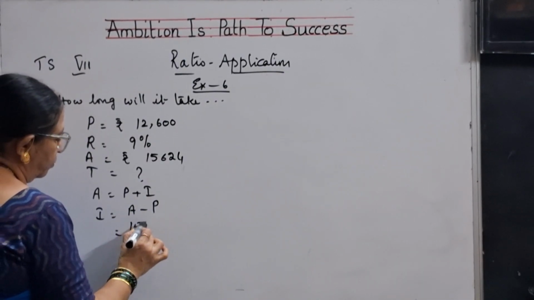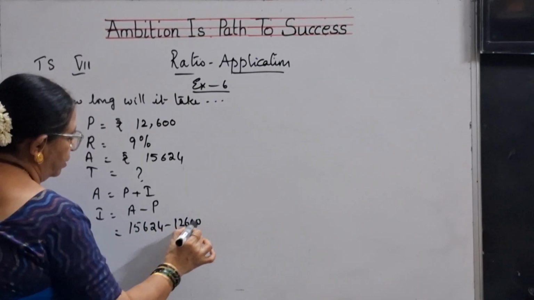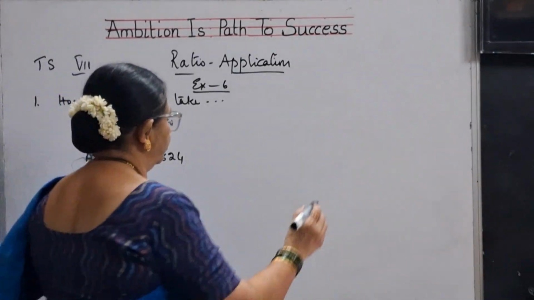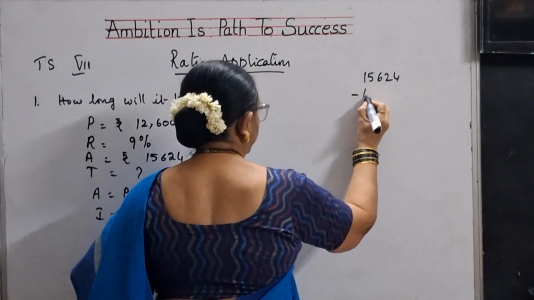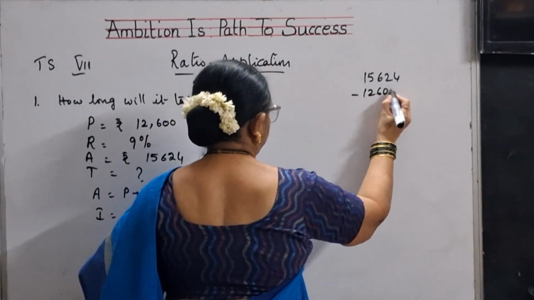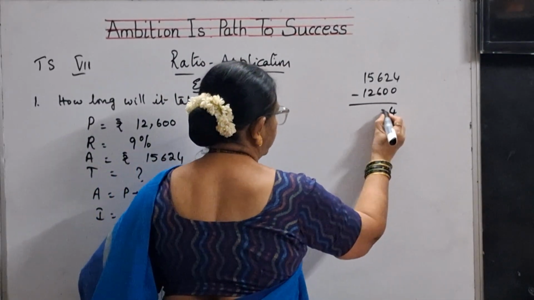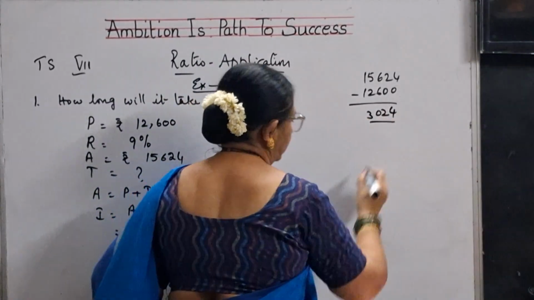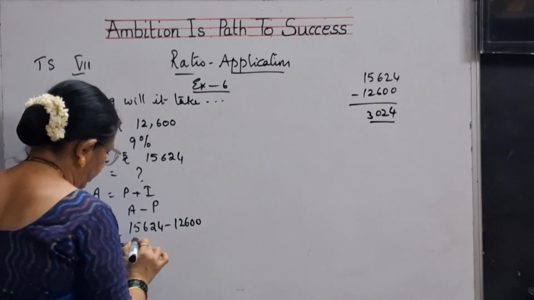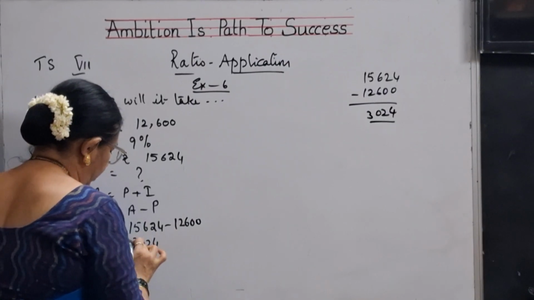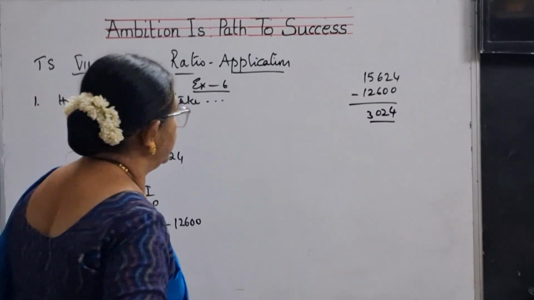Amount is 15,624 minus 12,600. So let us subtract this. 15,624 minus 12,600. So 4 here, 2 here, 0 here, 3 here. So 3024 you are getting here. 3024 rupees is the interest.